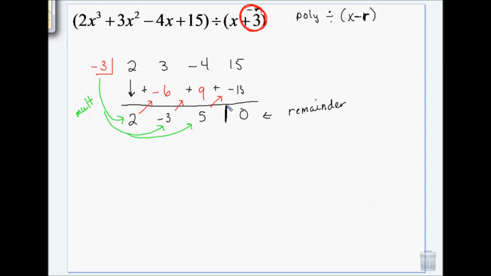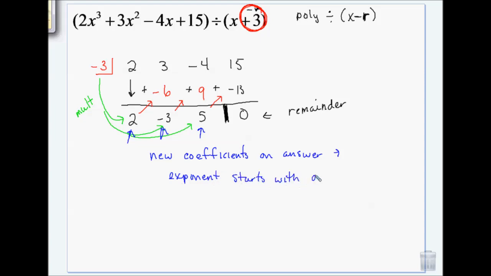So the last number is always the remainder, if there is one. These numbers here are your new coefficients. And your exponent starts with 1 less. So we had started here with a 3. So our answer is going to start with a squared. So our answer is 2x squared minus 3x plus 5. And there's no remainder.